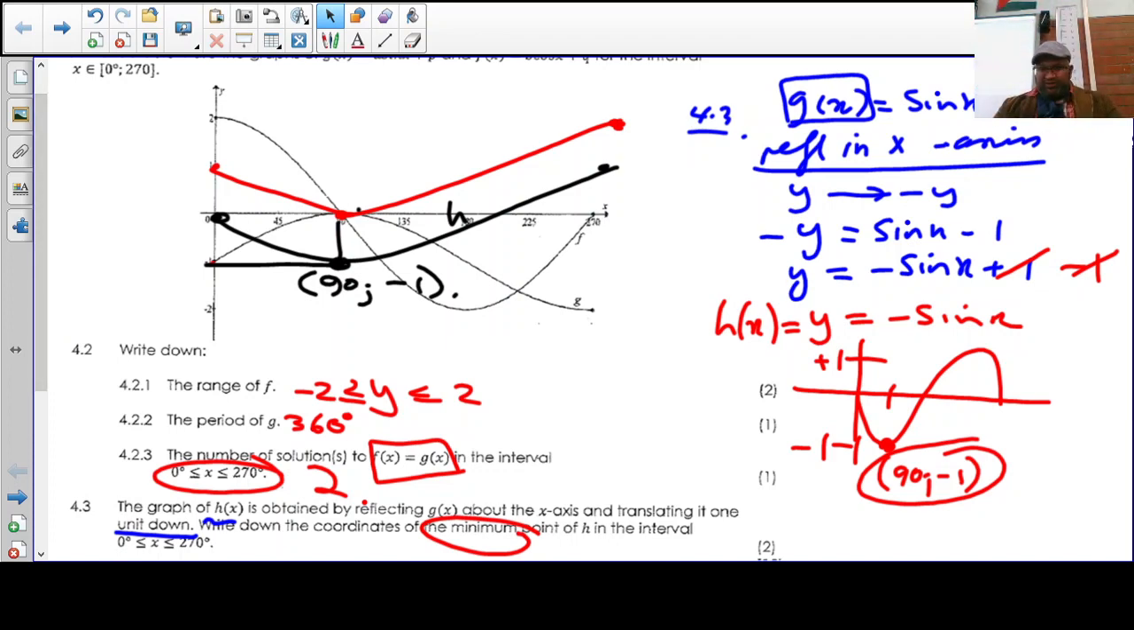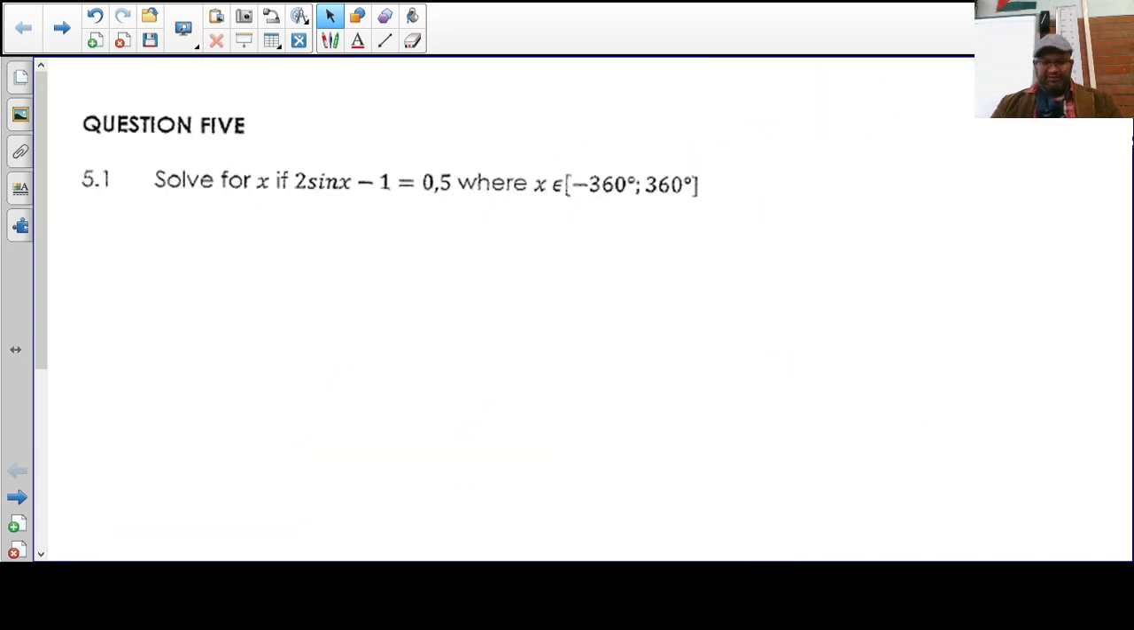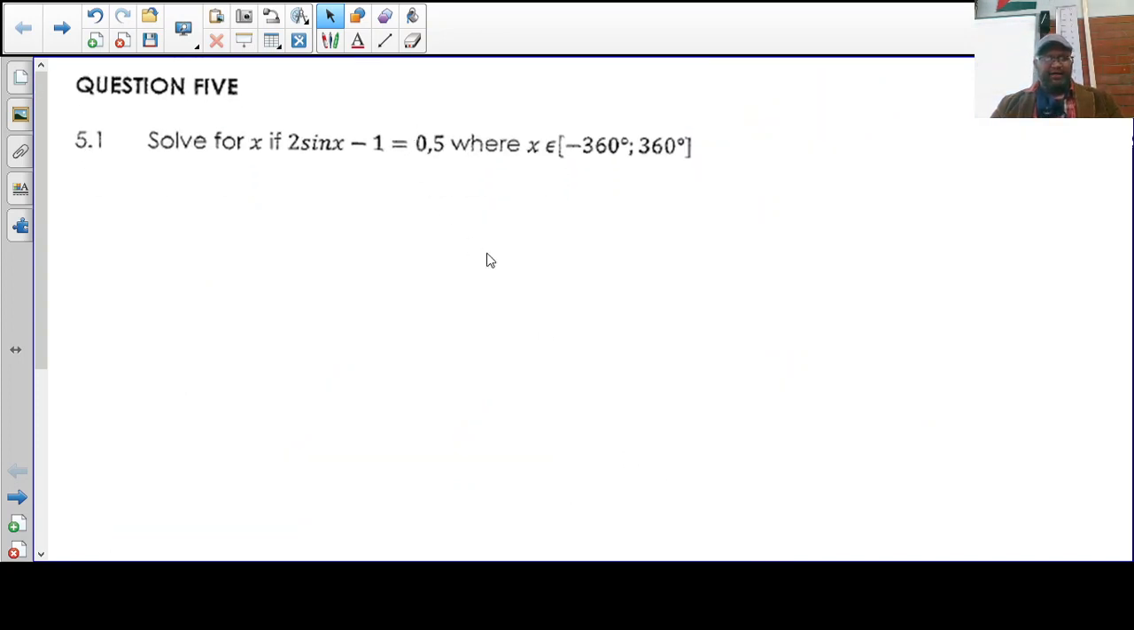Let's look at the next question. Right, so in question 5, in 5.1, the question says solve for x, if 2 sine x minus 1 is equal to 0, where x is an element of negative 360 to 360. So here we've got the restricted domain. So once we go into the general solution, we must determine the values for which x falls in that interval.